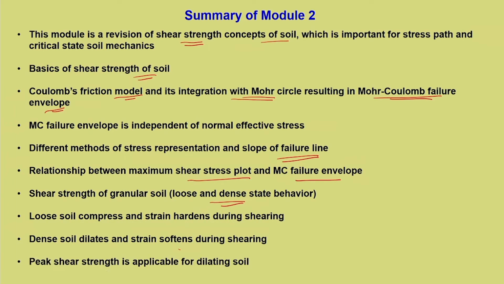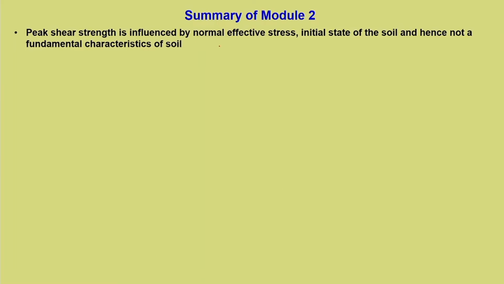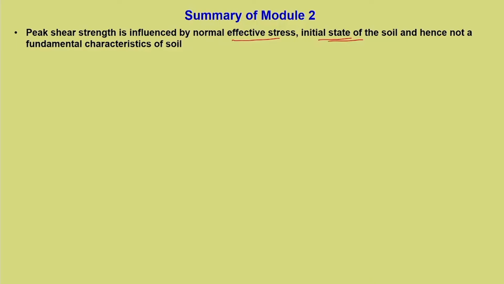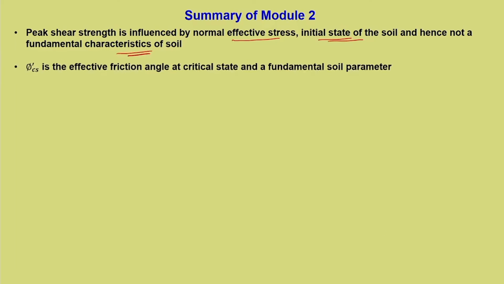Peak shear strength is applicable for dilating soil. Now peak shear strength is influenced by two important aspects. One is the normal effective stress and the other one is the initial state of the soil. When I say normal effective stress, that confinement restricts the dilation, and when I say initial state, it has something to do with how over consolidated the soil is. Both of these influence how much dilation and the dilation angle, and this dilation angle influences the peak angle of friction, and hence it is not a fundamental characteristic of soil.